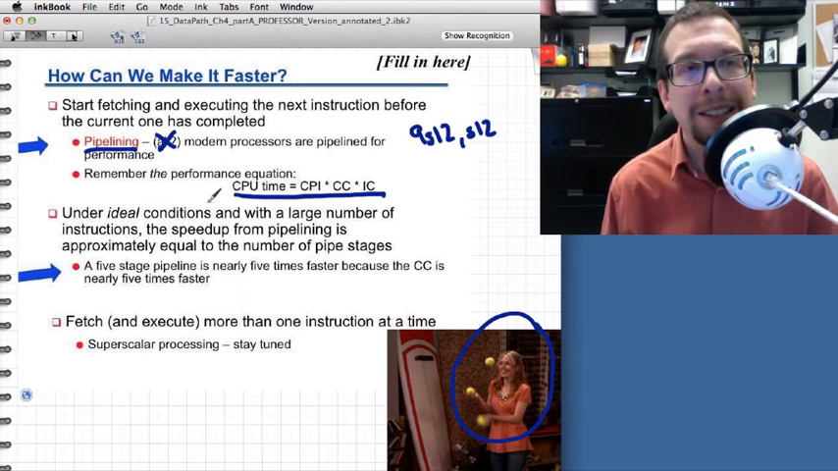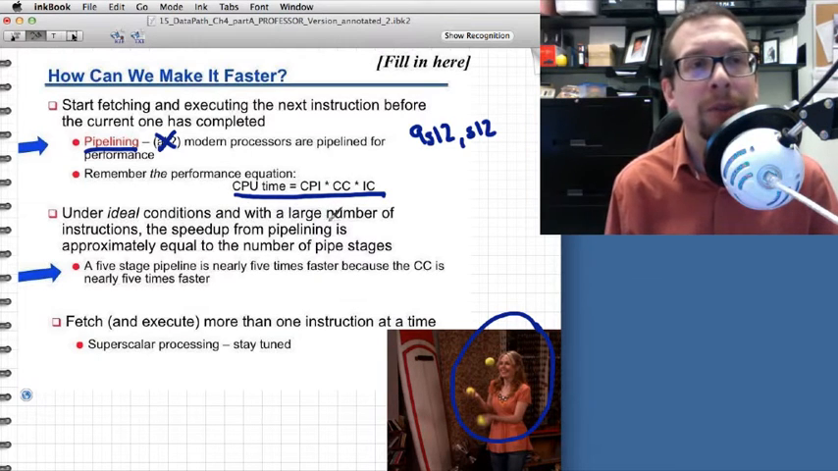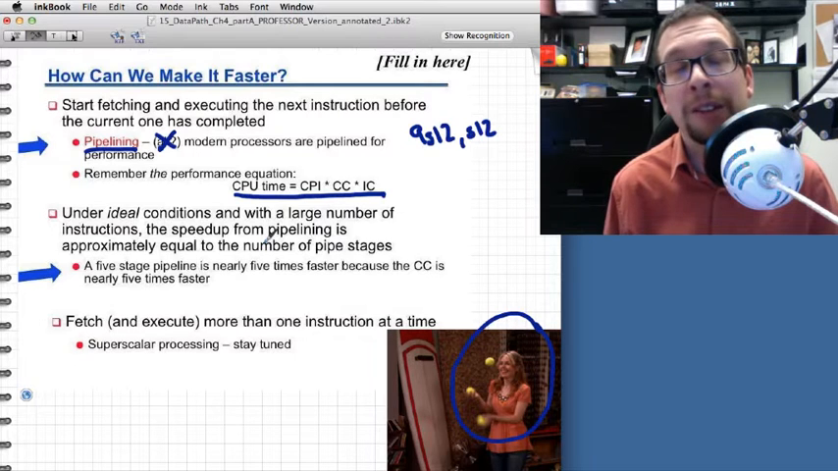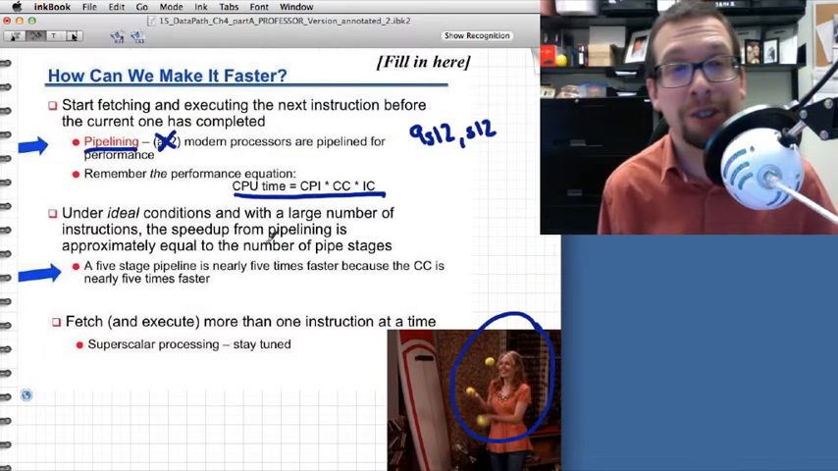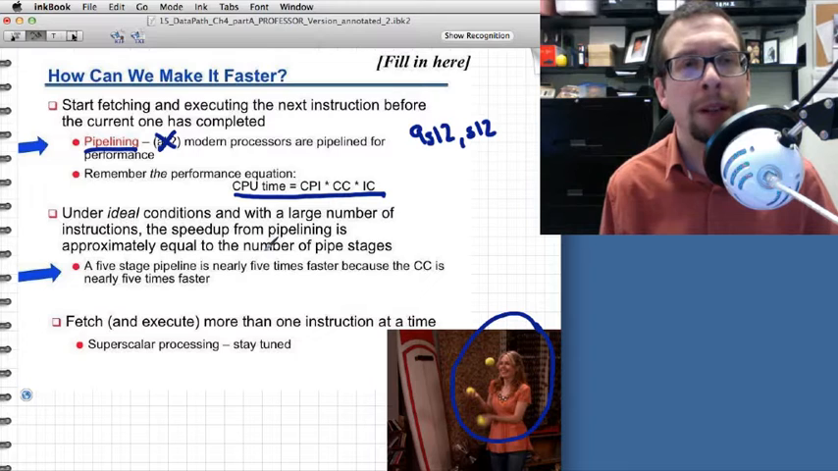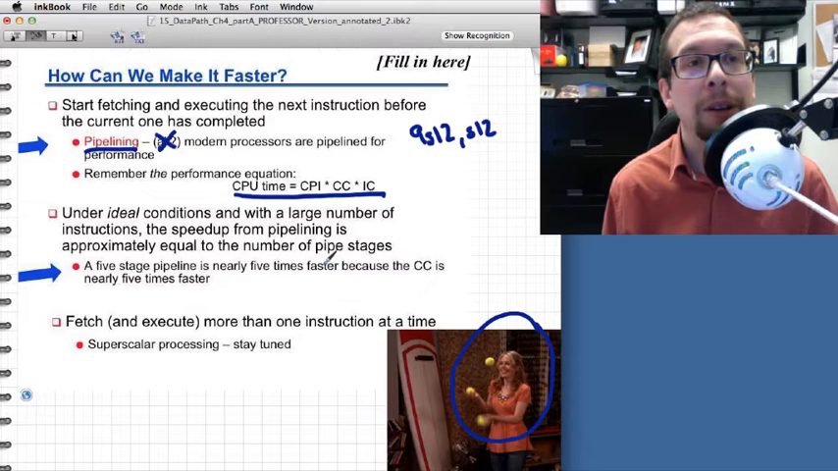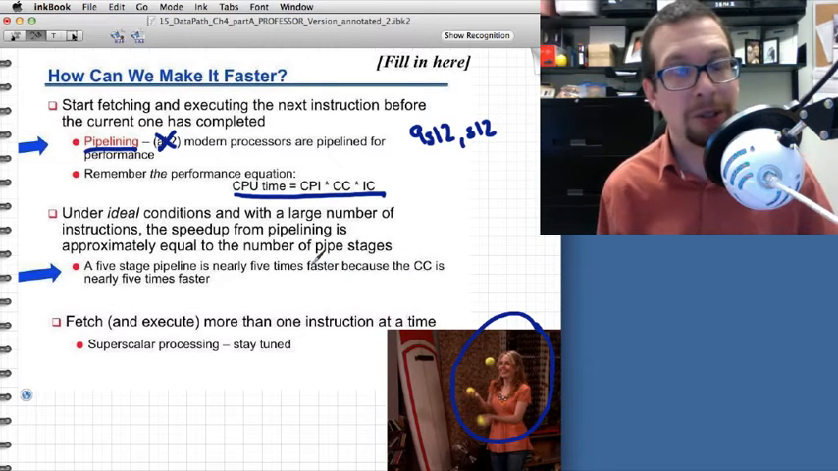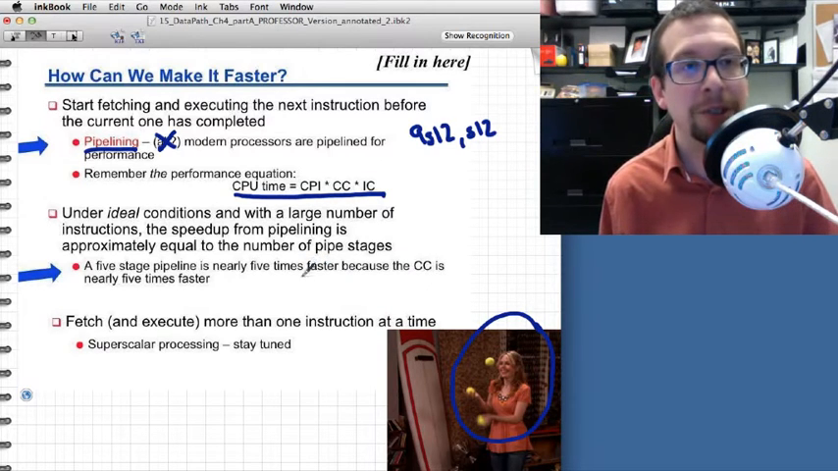So under ideal conditions and with a large number of instructions, the speed up from pipelining is approximately equal to the number of pipeline stages. So if you've got a 5-stage pipeline, then the speed up in terms of instruction completion will be 5-fold. So a 5-stage pipeline is nearly five times as fast as a non-pipeline system, because you can execute basically all these instructions 5 times faster.